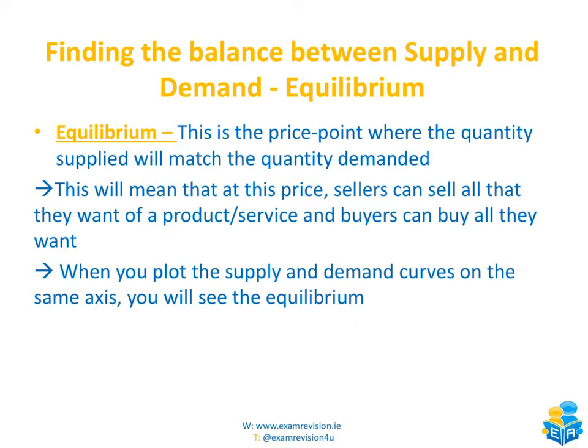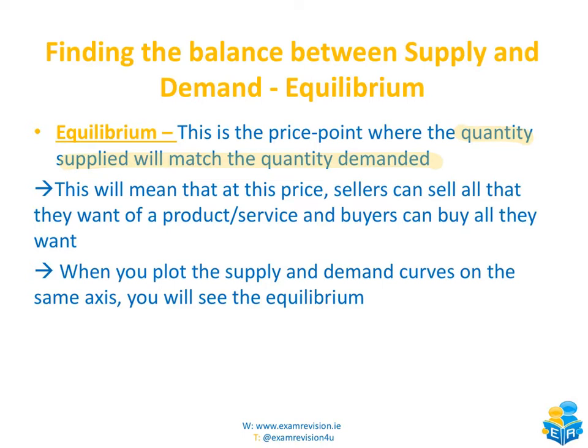Okay, so equilibrium is the price point where the quantity supplied will match the quantity demanded. And if a product reaches equilibrium, that's a good thing because it means that at this certain price, the sellers are able to sell everything that they want of a product or service. So everything that they're able to produce, they're able to sell. And also buyers are able to buy all that they want as well. So it's that perfect sweet spot where supply and demand meet together.